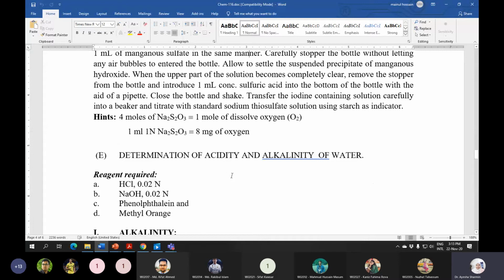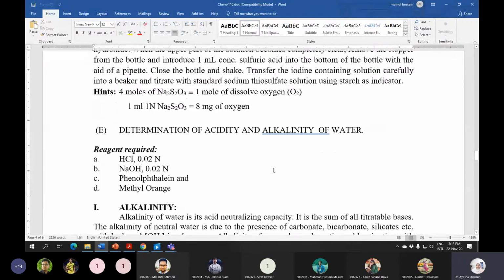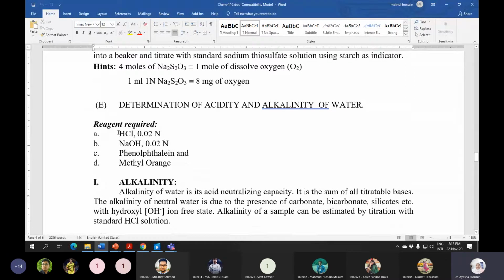Now, the fifth experiment in this series is the determination of acidity and alkalinity of the water. This experiment also we will not be discussing in our main discussion in our slides, because you already know how to do that. It's just simply acid-base titration. The only thing that differs here is that you take two reagents, hydrochloric acid and sodium hydroxide. So to find out the alkalinity, you have to titrate it with hydrochloric acid. So why do you have to do that?